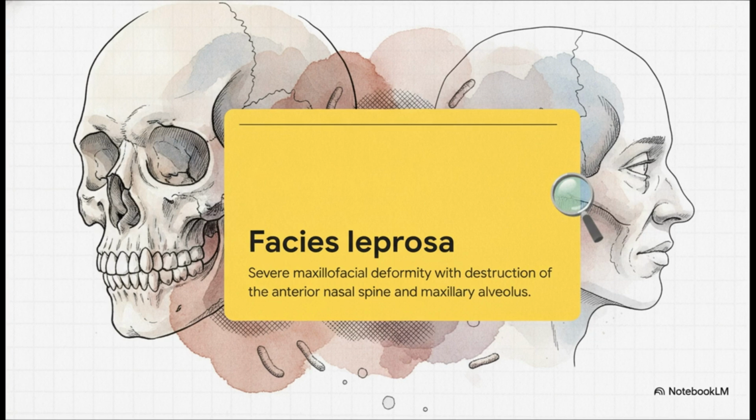Let's break this down step by step. Facies leprosa represents severe maxillofacial deformity. Because the granulomatous inflammation aggressively targets the cooler, nasal, and maxillary regions, it outright destroys the anterior nasal spine and the anterior maxillary alveolus. The result? A very distinct collapsed midfacial profile caused by severe intranasal inflammation and major underlying bone loss. It is a devastating clinical outcome for sure, and it really highlights just how aggressive that lepromatous form can be.